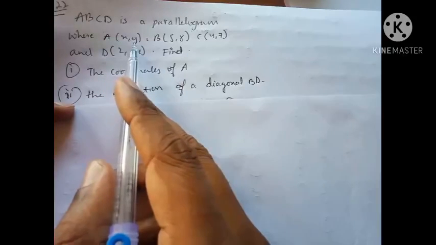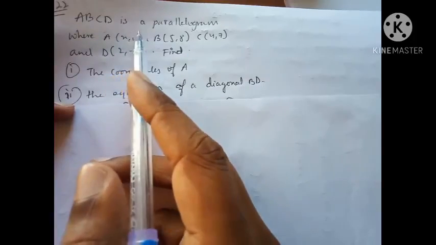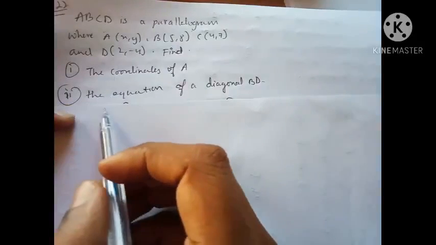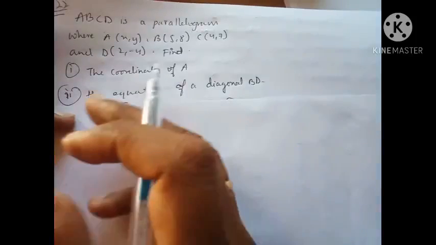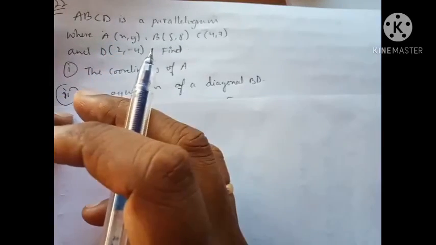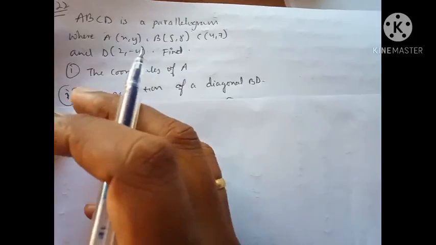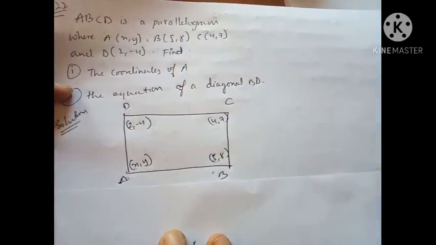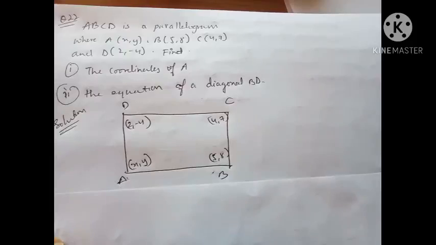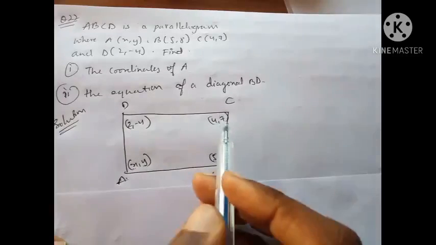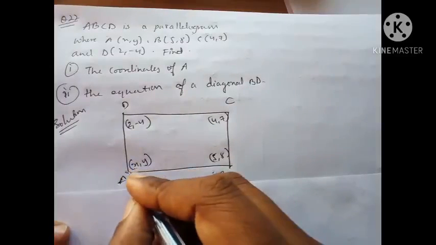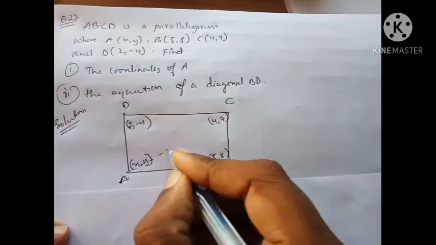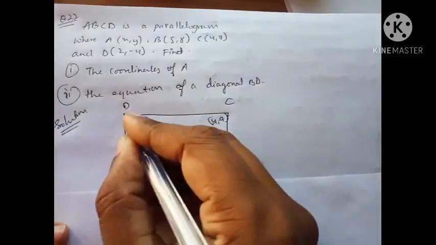The coordinates of A are x and y, but I have to find what numbers they can be. The second thing I have to find is the equation of the diagonal BD. If I transform this into a figure, it's going to look something like this. You guys can have a look. This is A, this is B, this is C, this is D, right? That's how we are going to draw the figure, and A is x comma y. Now I'm going to draw the diagonals. There are two diagonals in a parallelogram.